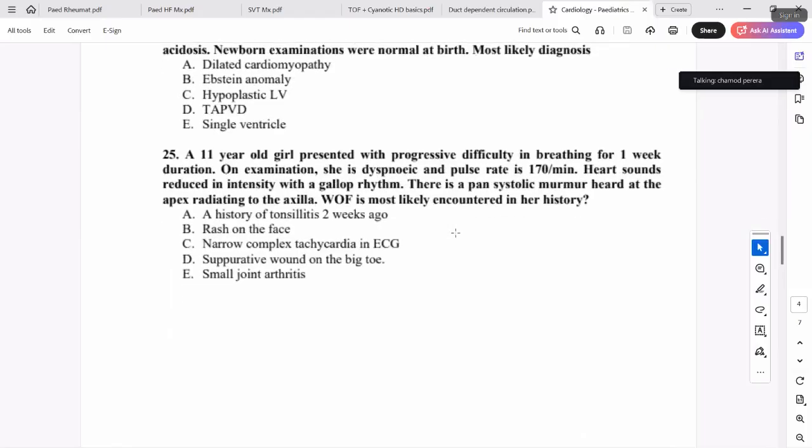Right. So let's look at the next question. A girl, with 1 week duration of symptoms. On examination, she is dyspneic and the pulse rate is 170. Heart sounds are reduced in intensity with a gallop rhythm, and there's a pansystolic murmur heard at the apex. Which of the following is most likely encountered in her history?